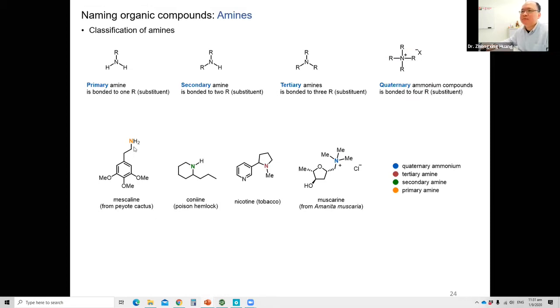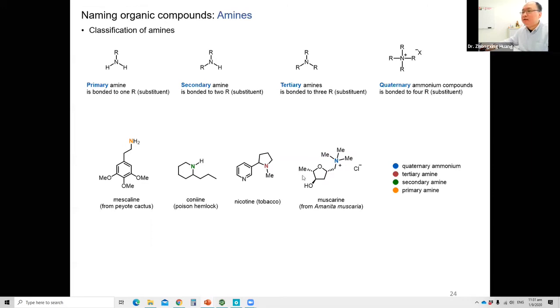Then you have these 4 compounds. The first one is from, I don't know how to pronounce this, anyway, a cactus. It's poisonous. It has 2 hydrogens, 1 substituent, so it's a primary amine. This one has 1 hydrogen, 2 substituents, so it's secondary. This is tertiary, and this is a salt, where the nitrogen is connected to 4 substituents, so it's a quaternary ammonium compound.